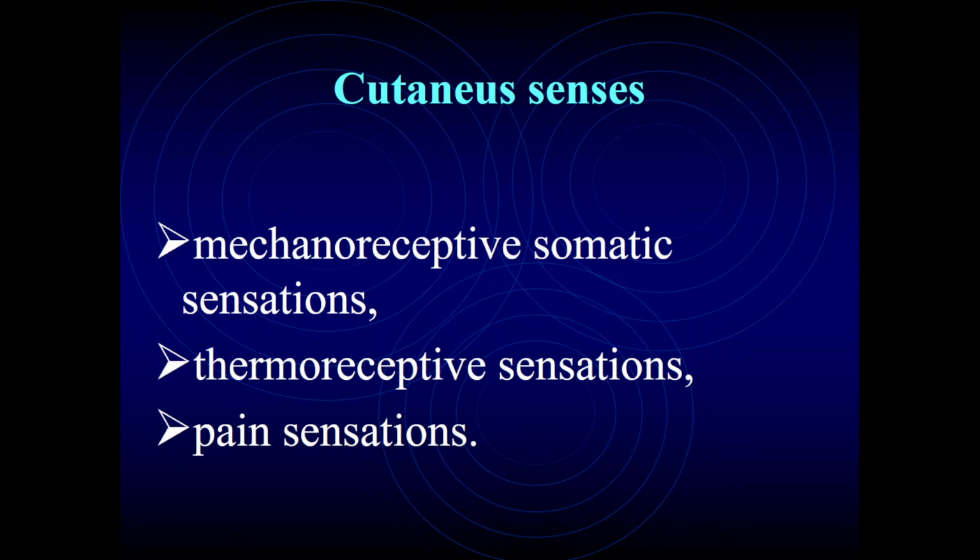Somatosensory sensations are the nervous mechanisms that collect sensory information from the body. It's sensation from skin, muscles, tendons, and joints. Cutaneous senses include mechanoreceptive somatic sensation, thermoreceptive sensation, and pain sensation.